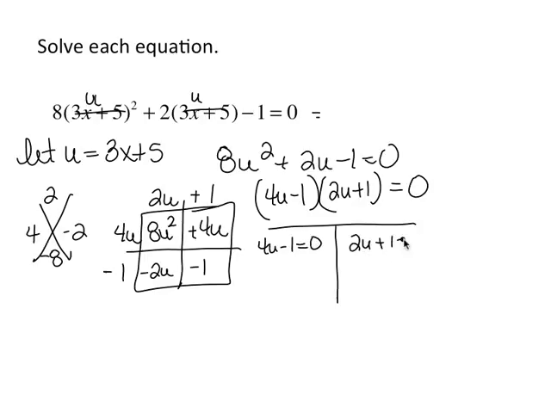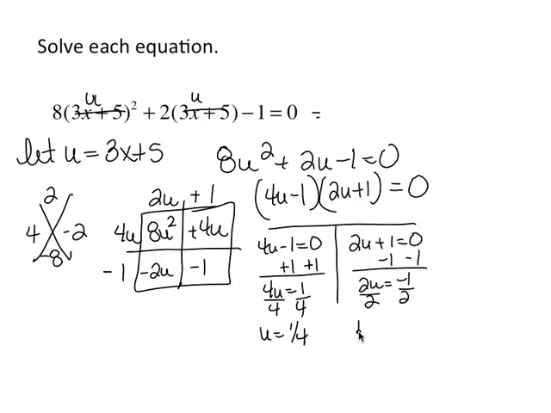So 4u minus 1 equal to 0. So we add 1 to both sides. We get 4u is equal to 1. Divide by 4 and we get u is equal to 1/4. On this side we get 2u is equal to negative 1. Divide by 2 and we get u is equal to negative 1/2.